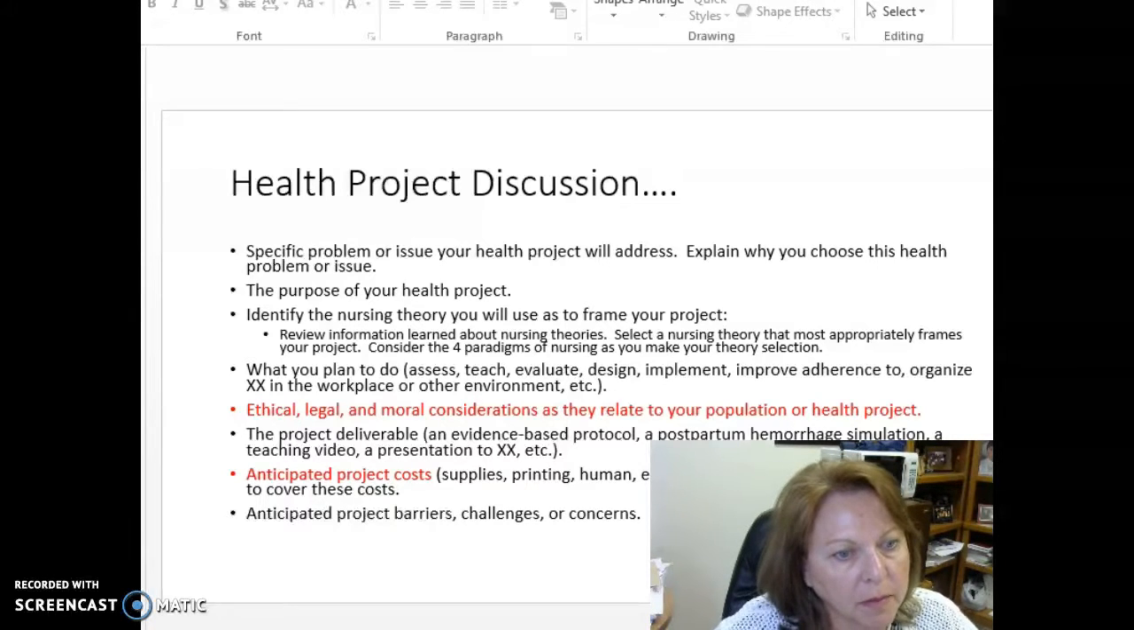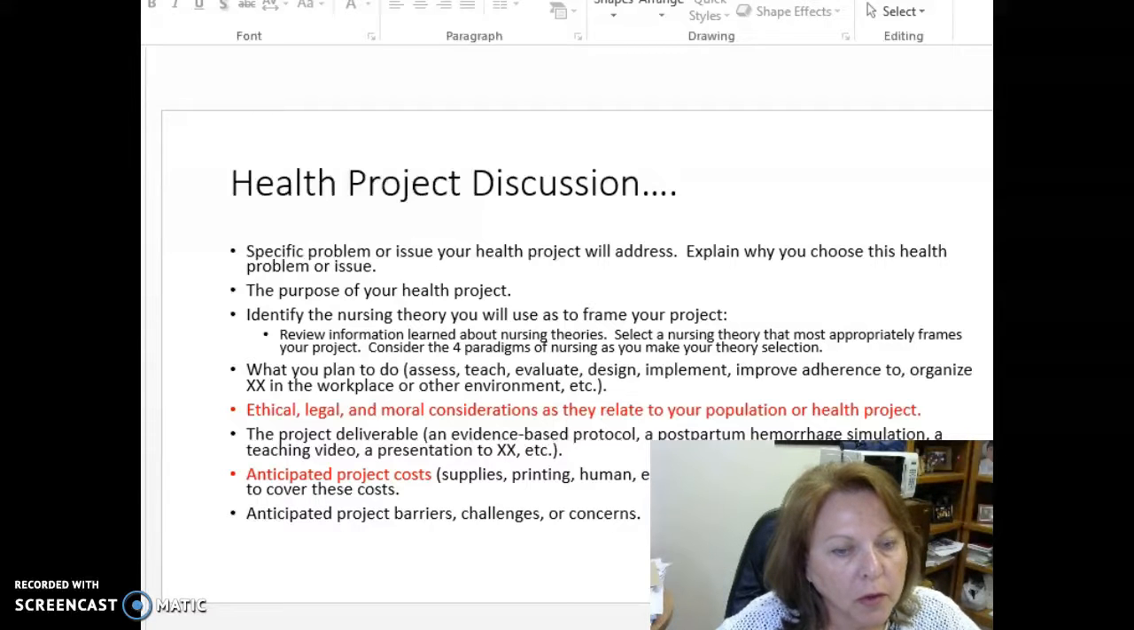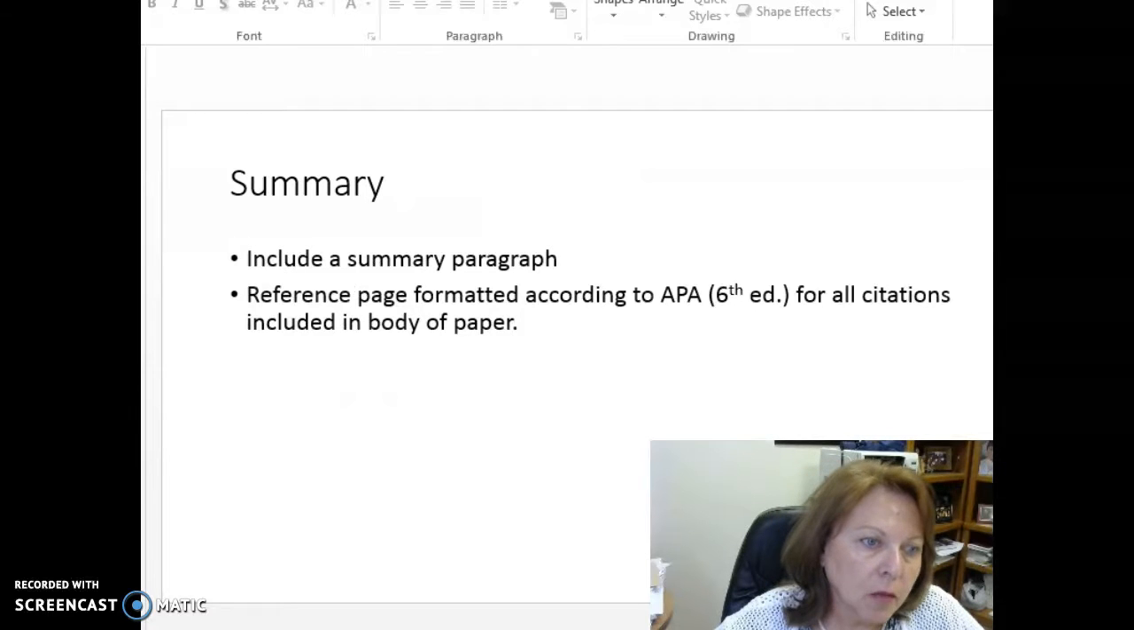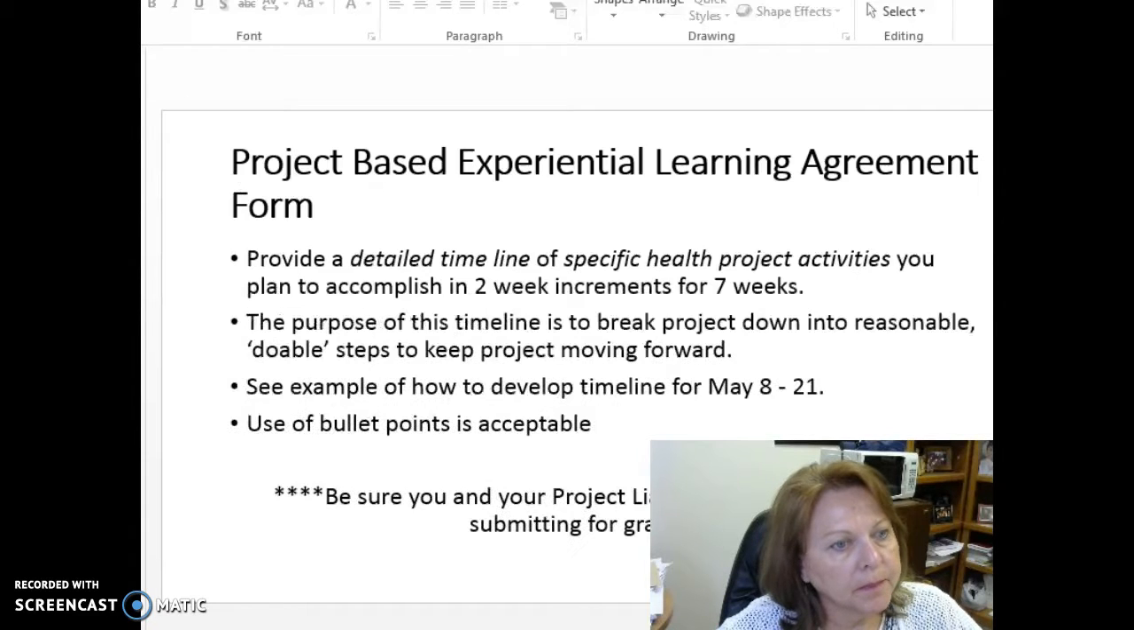Also be anticipating some of the barriers, challenges, or concerns that you may have that are coming up as you're working through your project, thinking about it, and put those forth in this paper, and we can think about ways that we can help you overcome those. Some may be big barriers and challenges, and some may not turn out to be anything, but it's always good to anticipate so that you can have a plan for how you're going to address them. And as always, when you're writing papers, you need to include a summary paragraph and a paper reference page that's formatted according to APA for all citations included in the body of your paper.